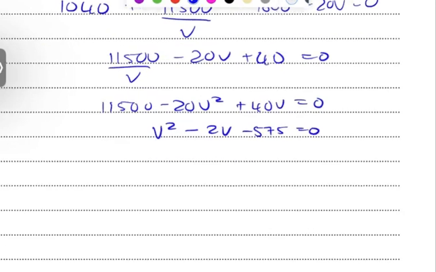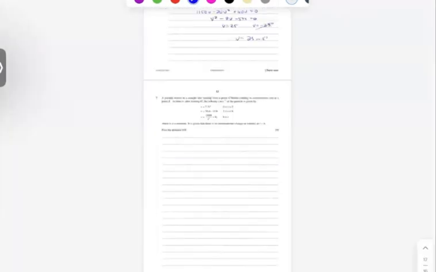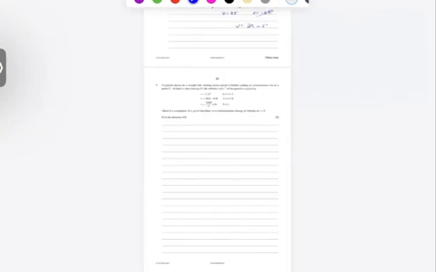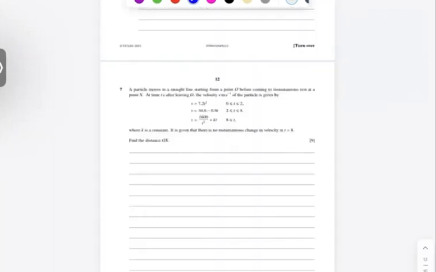And there I've got my quadratic, so I'm going to solve it, with minus 575. My velocity is either 25 or my velocity is minus 23. It's not going at a negative velocity, so that's not applicable. So my velocity is 25 meters per second. All right, let's see how quickly we can do the last question.